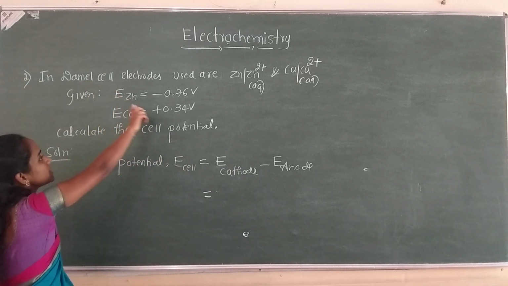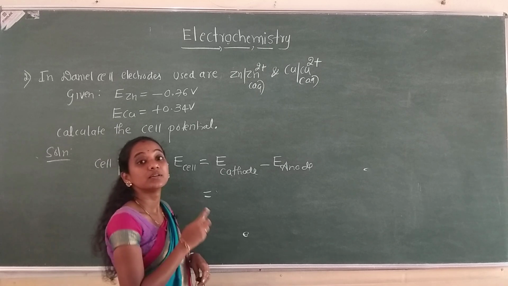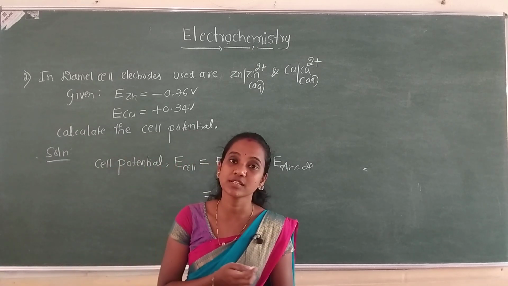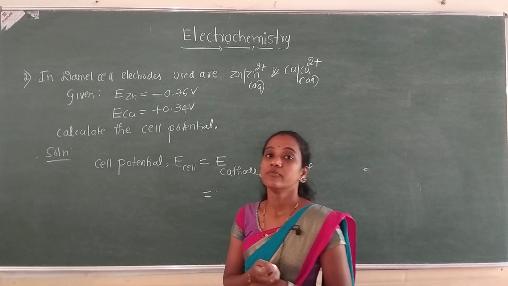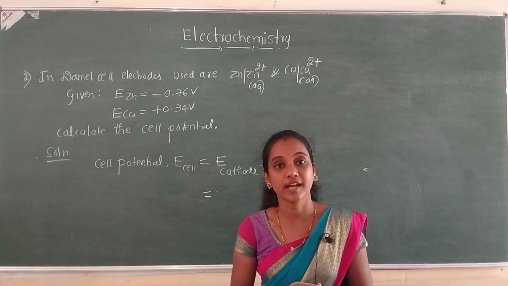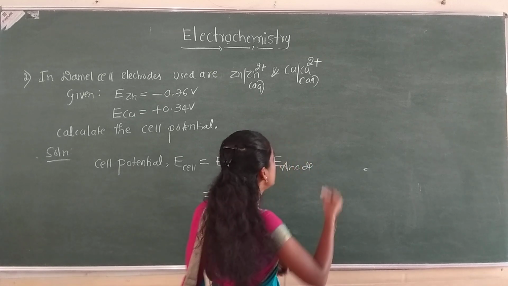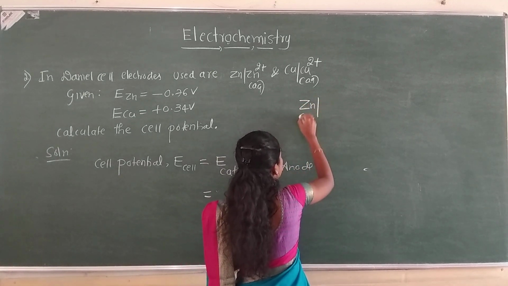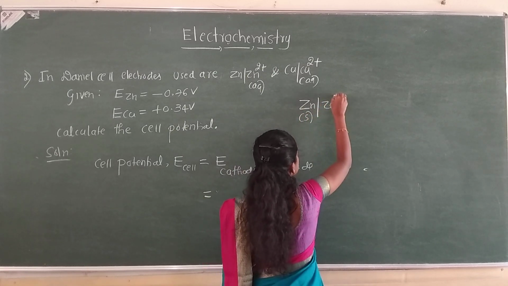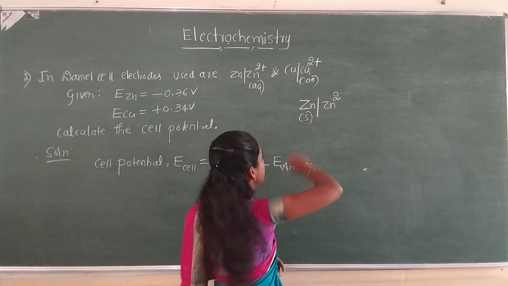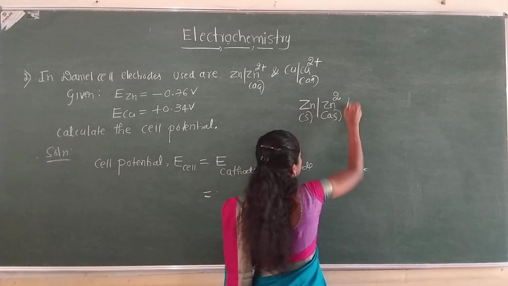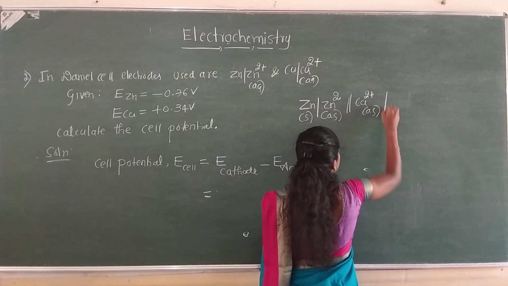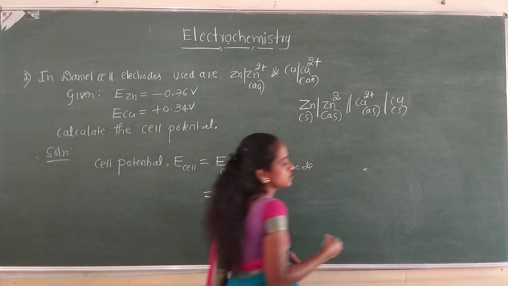In the case of the Daniell cell, we know the cell representation. In the Daniell cell, always on the left hand side we have the zinc electrode, and on the right hand side we have the copper electrode, isn't it? So this is the cell representation: Zn, Zn2 plus, salt bridge, Cu2 plus, Cu. We have discussed it, right?